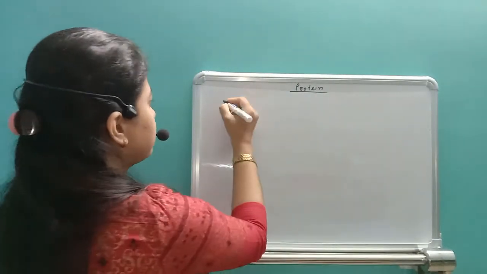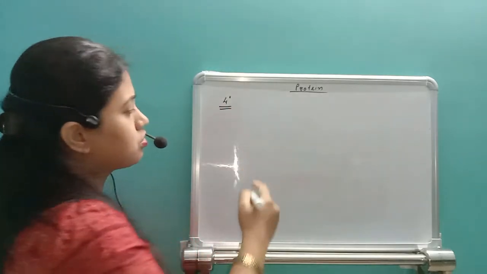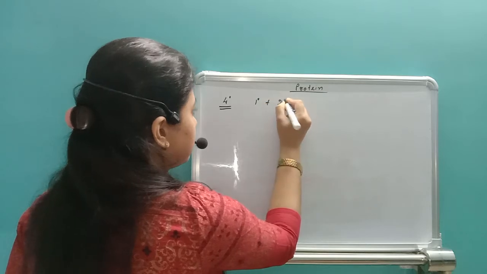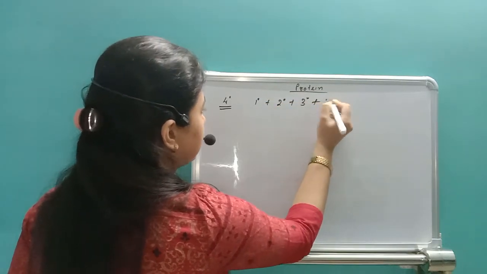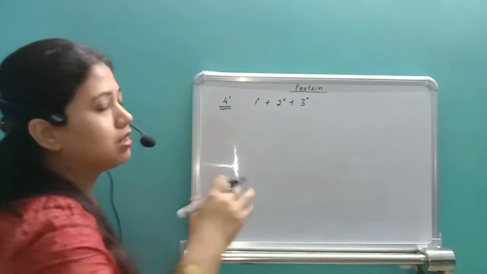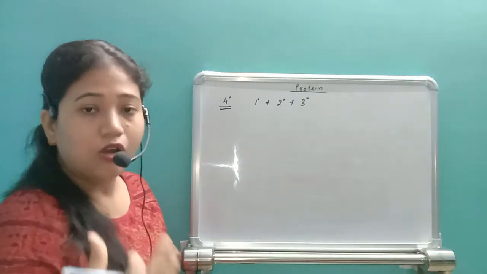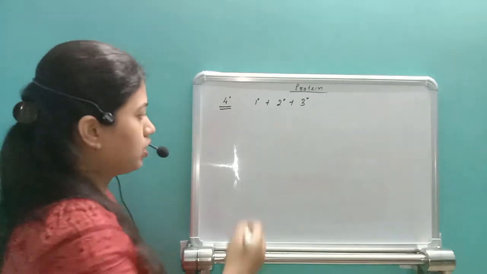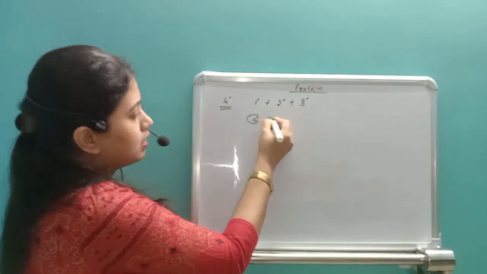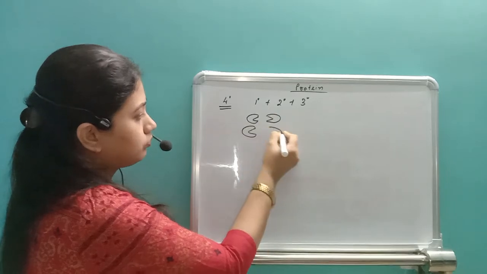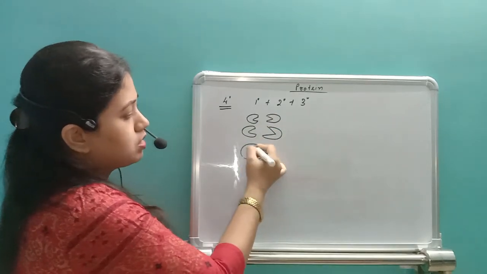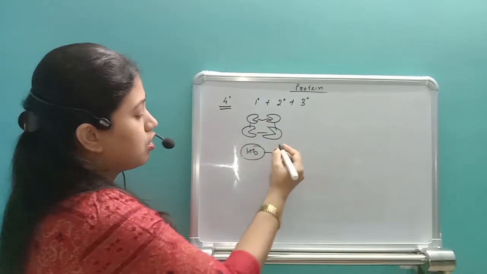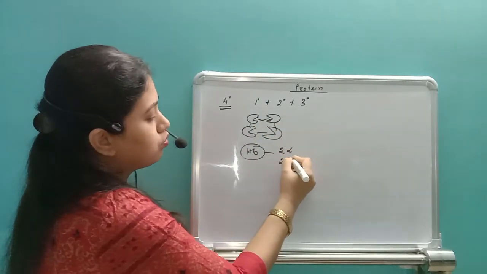So what is the quaternary structure? If different types of structures are present together, suppose we have primary, secondary, tertiary structures found, and they are forming bonds in between, then it will be called quaternary structure. Okay, so here one example I can give is the hemoglobin molecule. In this hemoglobin molecule, we have the interactions between two alpha subunits and two beta subunits.